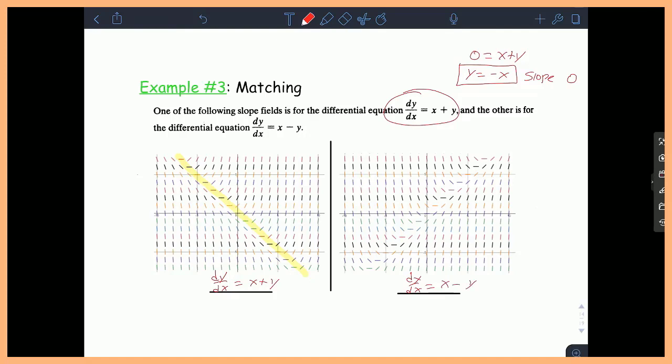And it's really easy to tell. If you take your differential right here, dy/dx equals x minus y, and set it equal to 0, and solve by adding y, you get y equals x. And that is where you should see a slope of 0. And if you examine closely, that's totally true in this right picture. So we have the proper equations.